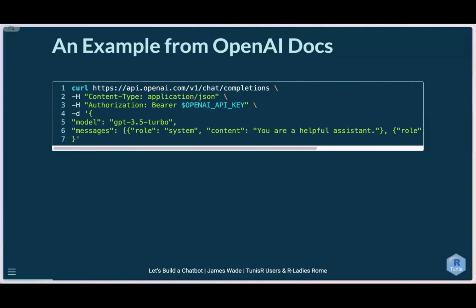Here's an example from the OpenAI documentation of what an API call looks like. If you're like me, this is somewhat gibberish. It's intimidating. I don't really know what to do with this. Fortunately, ChatGPT can help a lot with translating what this might mean into httr-based API calls. But today, I want to step through how we can create a pipeline to call this API using httr2.